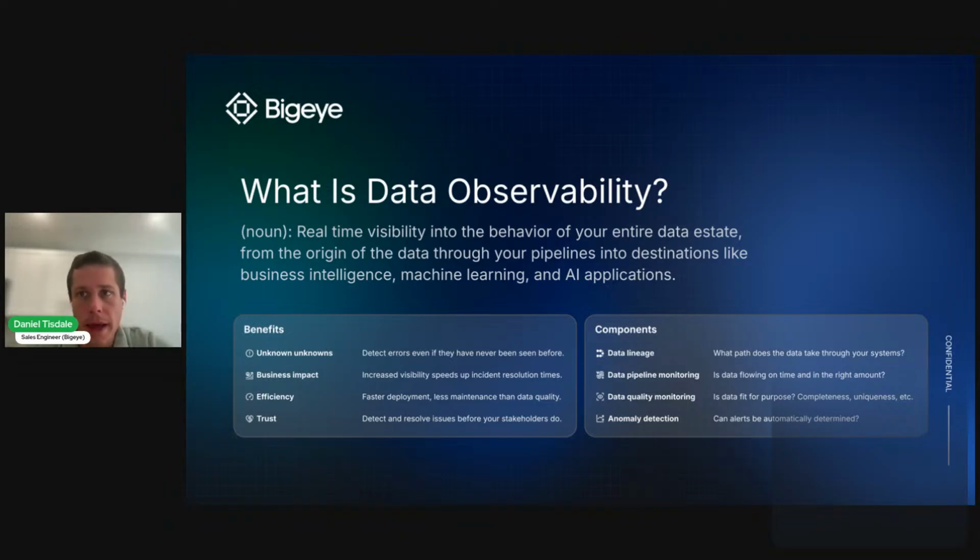And there's really four main components of a data observability platform. Data lineage, and so that allows you to see what path the data takes through your various systems, starting with your source transactional systems, data warehouses, ETL tools, and then all the way downstream to business intelligence applications.